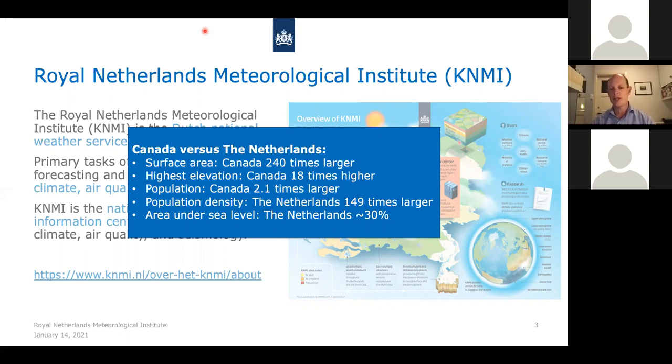Although Canada is much larger, the population is actually only about 2 times larger than the Netherlands. So that means that our population density is quite high in the small country that we are. That has implications also for the field that I'm working in. For example, on air quality, because larger population densities in general will give more of these kind of problems. And also related to climate, we face some unique challenges, because about 30% of the Netherlands is under sea level, which means that sea level rise due to climate change can have big consequences for our country.